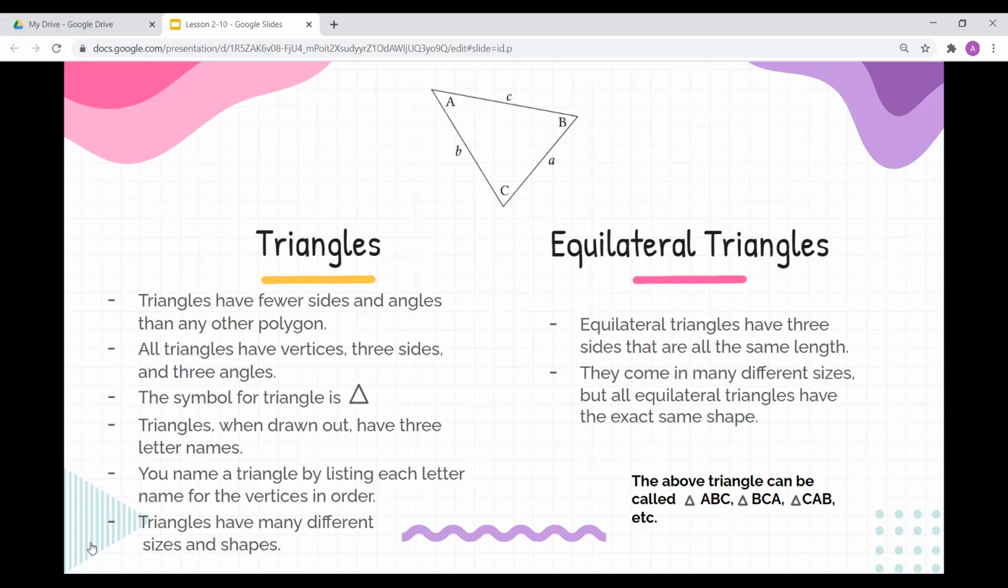Next, equilateral triangles have 3 sides that are all the same length. They come in many different sizes, but all equilateral triangles have the exact same shape. And these are things that we saw in the video. This is just to reintroduce and reaffirm the information that you've already heard.